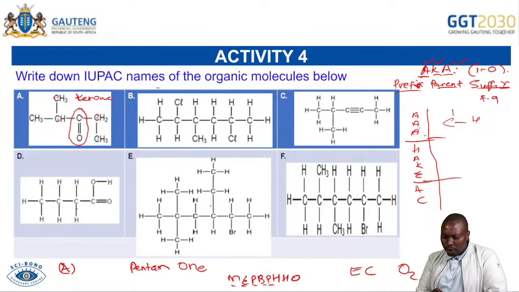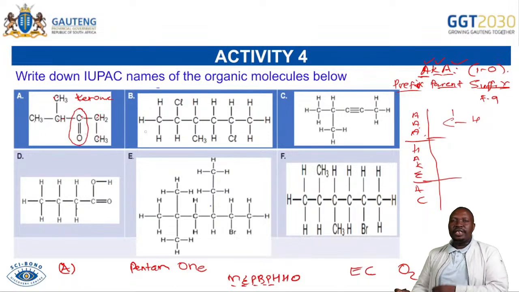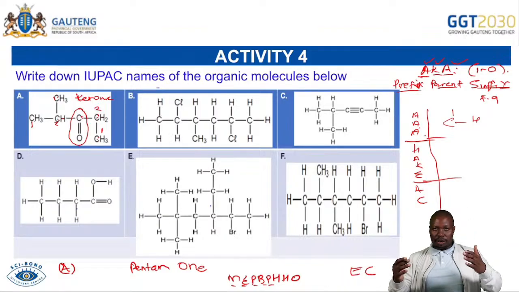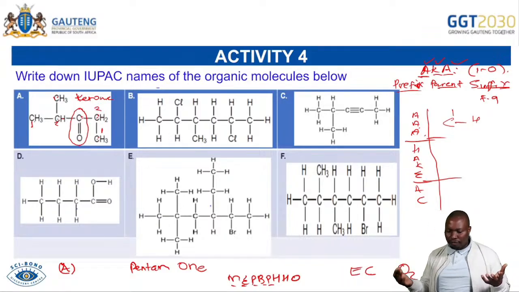But now, where do we find the -one? That's where the issue of numbering comes in. You must account for which carbon we find the C double bond O in. Remember, this carbon is saying I'm number 1. This one is saying I'm number 1. All of them are competing to be carbon number 1, even this one. This one is saying I'm number 2. This one as well is saying I'm number 2. You can number from either of those sides.